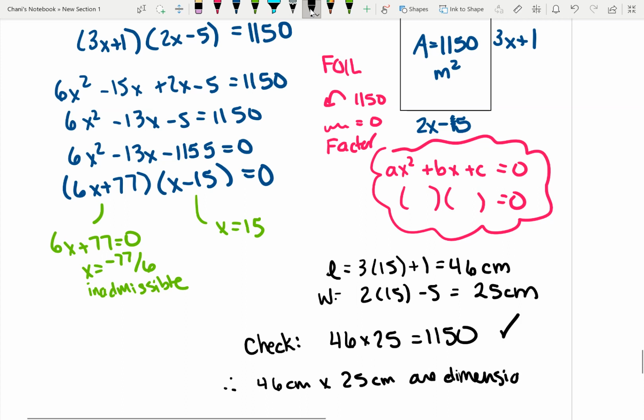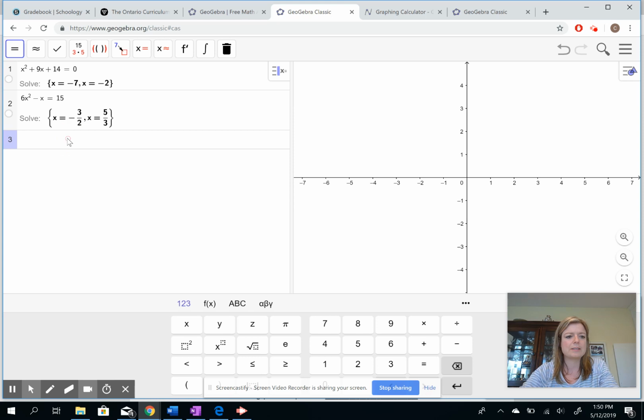Okay, again, you can use GeoGebra and the computer algebra system to solve this, especially since it is so challenging. So I can even put in my original equation. Let me see if this works actually. 3x plus 1, 2x minus 5 equals 1150. And see, I can even put it in that form, and I can verify that my answers are correct. So even if you made a mistake with foiling, you'd be able to catch it by doing it with that.